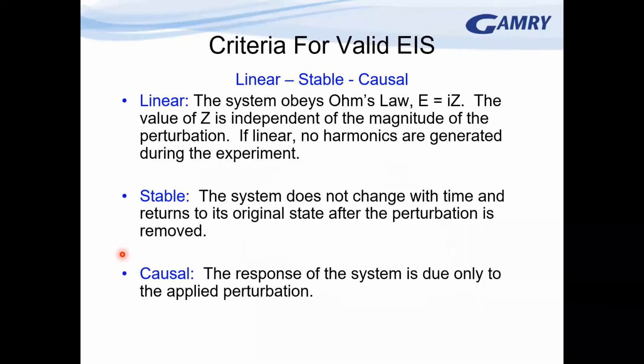So the criteria for valid EIS measurements is that they must be linear, stable, and causal. Linear means that they obey Ohm's law, so that the value of impedance is independent of the magnitude of the applied signal. So if we double the size of the signal, we double the size of the response. And if it's linear, no harmonics are generated during the experiment. It's stable, so the system does not change with time and returns to the original state after we've applied the perturbation. And causal is that the response of the system is due only to the applied perturbation.